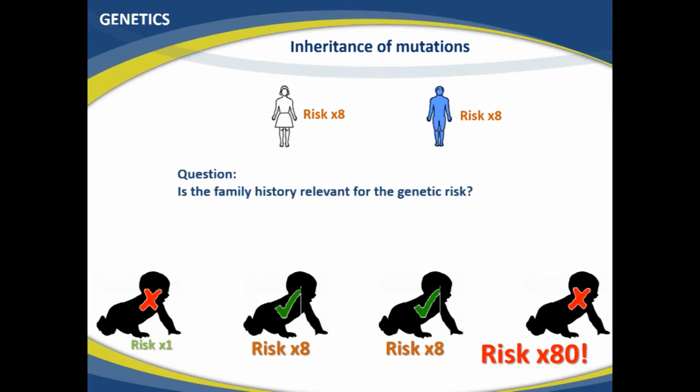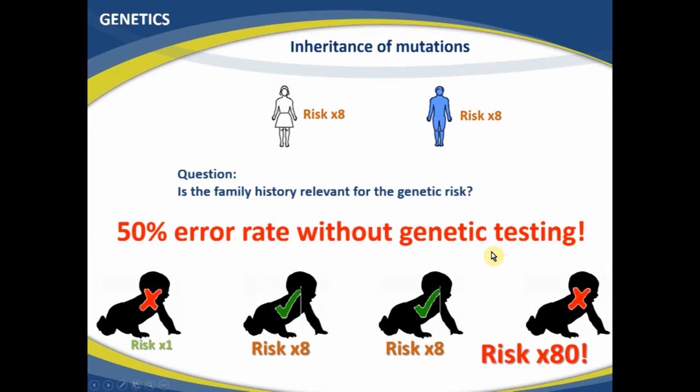Now the question: why do a genetic test? Let's just look at my family history. If you assume that you are the same as your parents, this baby is going to have made the wrong conclusion. It has an 8-fold lower risk than its parents. Those 2 will be correct. They have the same risk as the parents, and this child has a 10 times higher risk. So really, by assuming you're the same as your parents, you have a 50% error rate.